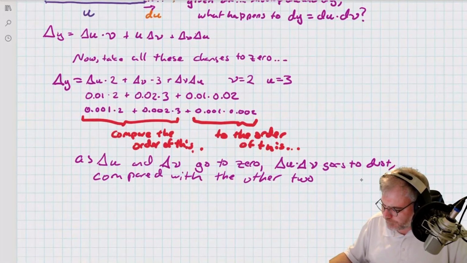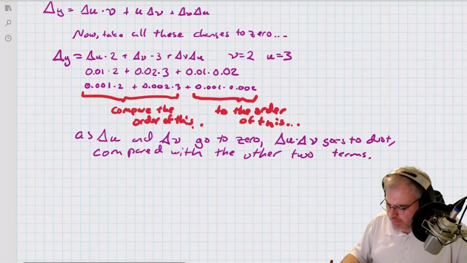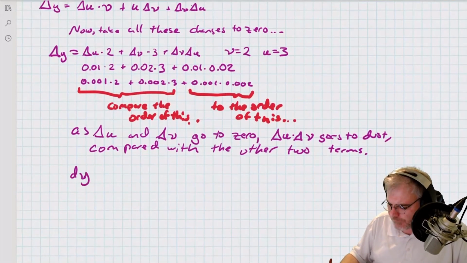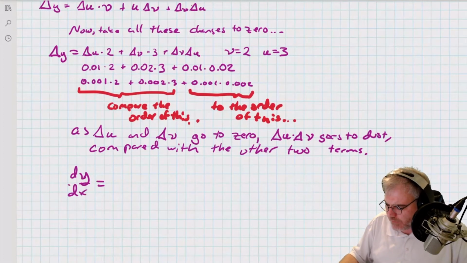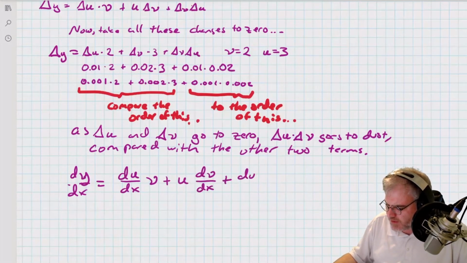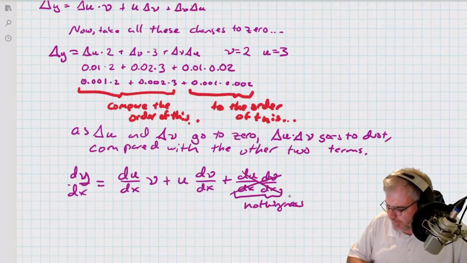Two terms. So what I'm left with is dy over dx equals du over dx times v plus u times dv over dx plus something that is just nothingness. It goes away.